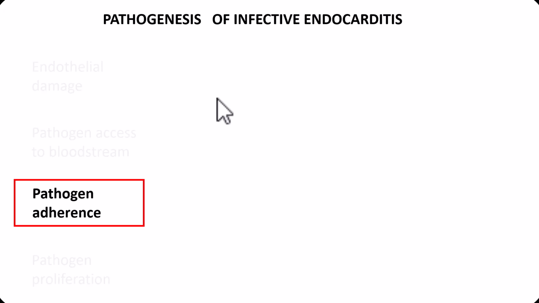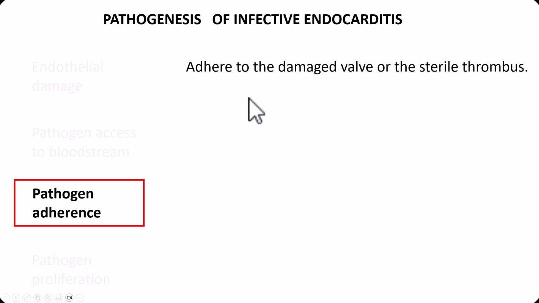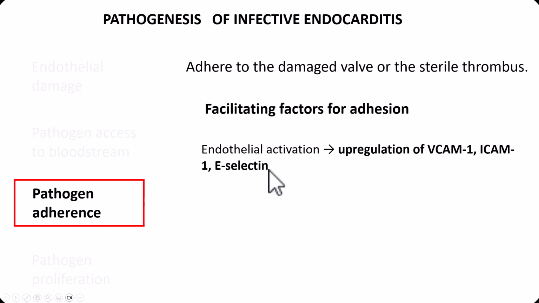Okay, the third important part of pathogenesis is pathogen adherence. Where do they adhere? They adhere to the damaged valve or the sterile thrombus. Now, what are the facilitating factors for adhesion of the organisms onto the endothelium or the damaged valve? One, the endothelium gets activated because of the damage. And what happens when it is activated? There is upregulation of adhesion molecules, VCAM, ICAM-1, and E-selectin.